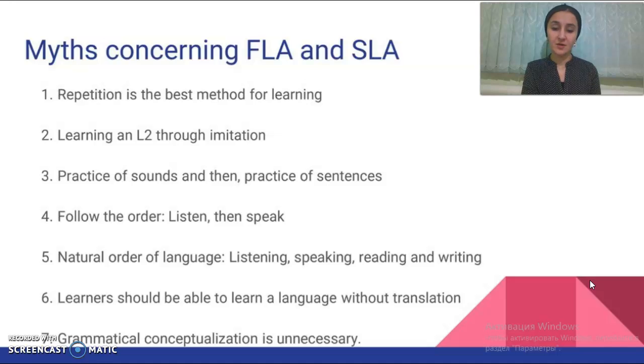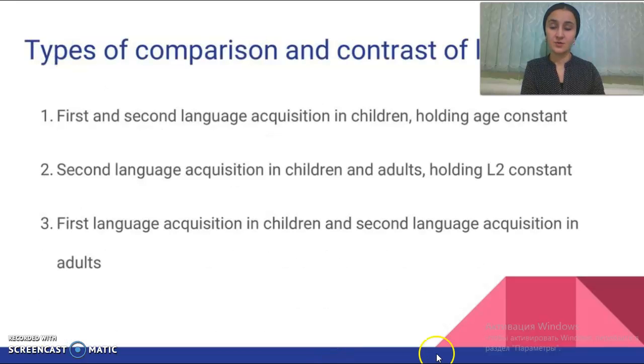Next, grammatical conceptualism is unnecessary. No, unfortunately, that's wrong, because you should know the concepts of grammar. In this case, it is a necessary thing, not an unnecessary one.